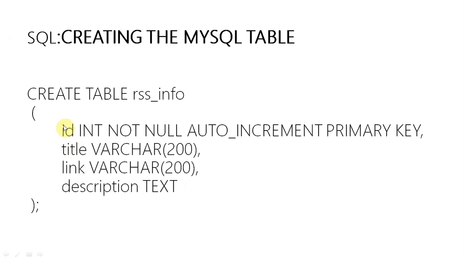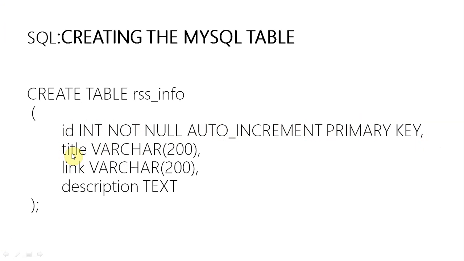So we have mentioned here: create table RSS info. This is the table, and inside the table we have mentioned the first field, that is ID. It will automatically increment. It's the primary key also, and auto increment. We have mentioned the constraint auto increment, so automatically it will increase. Its type is integer and not null, and this is an SQL table.